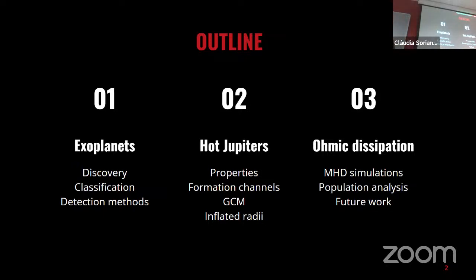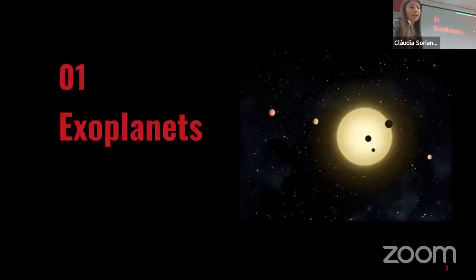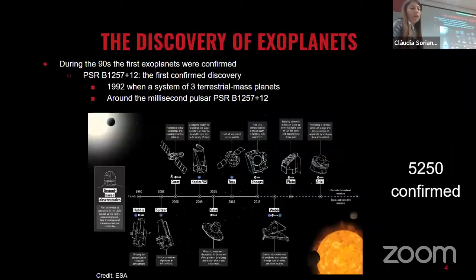We are going to look at the properties, the different formation channels that we have in mind nowadays. We are going to look at the global circulation models, and finally at the inflated radii, which is one of the properties that we want to study. And finally, we are going to have a look at the adiabatic dissipation, which is one of the possible explanations for this inflated radii of hot Jupiters. So let's start. Let's start with these exoplanets.